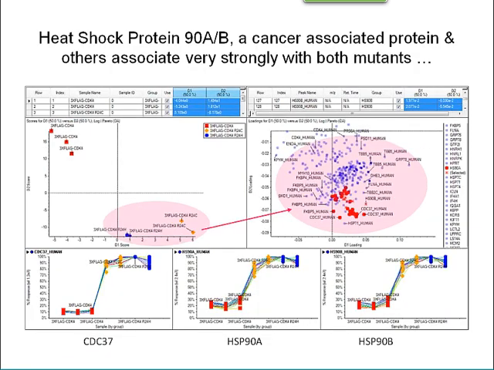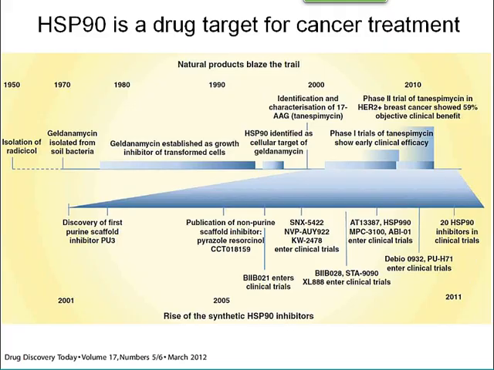It turns out that both mutant forms of this kinase are associating very strongly with heat shock 90, which is certainly a cancer-associated protein. And it associates extremely strongly and very specifically with it. So this could be a mechanistic look at why this particular mutation on this particular kinase could cause cancer. Heat shock proteins have been around, we've known about them for a long time. Back 10 or 12 years ago, we identified them as probably involved in cancer. And now we're getting more and more sure they're involved in cancers.